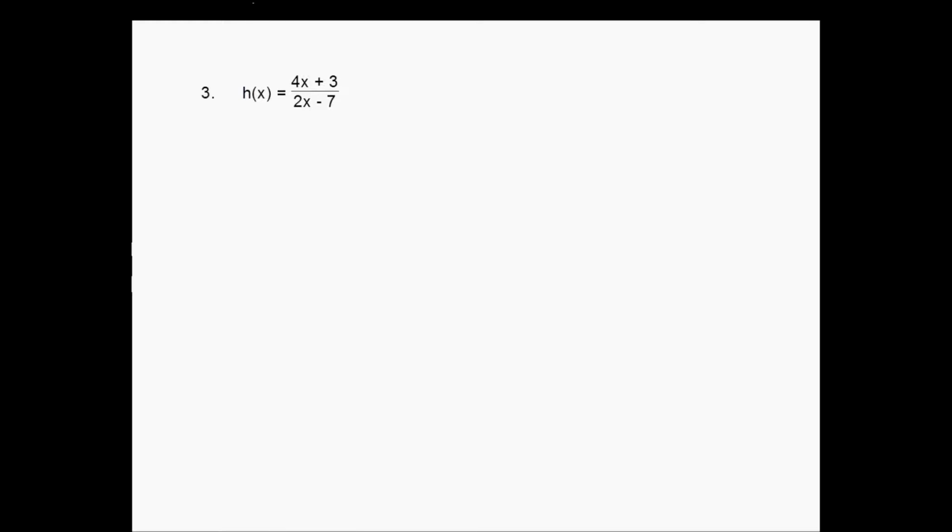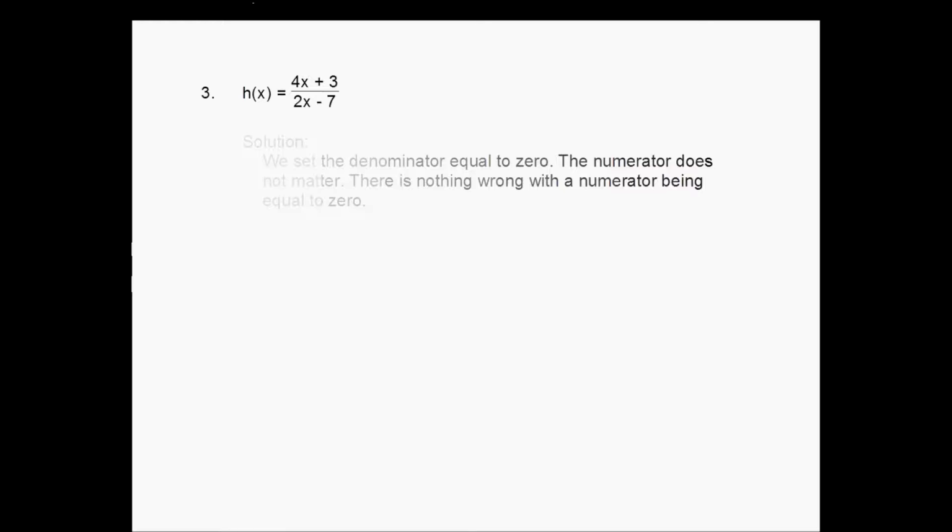Number 3, h of x is 4x plus 3 over 2x minus 7. Okay, we now have a variable in the denominator. Okay, we worry about the denominator being 0. Don't worry about the numerator. Later on in this section, we'll figure out what it means for the numerator to be 0. So we set the denominator equal to 0. Again, the numerator doesn't matter. Later on, we'll worry about that. So there's nothing wrong with the numerator being equal to 0.